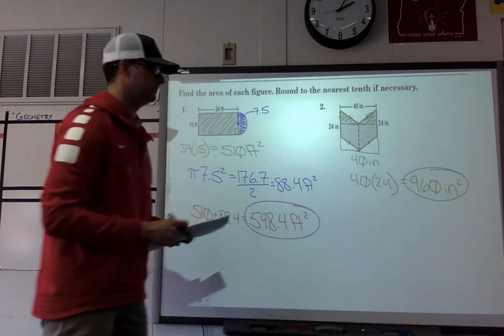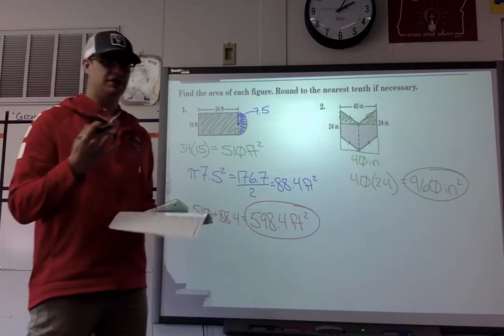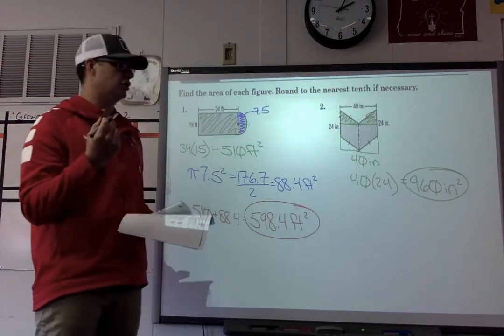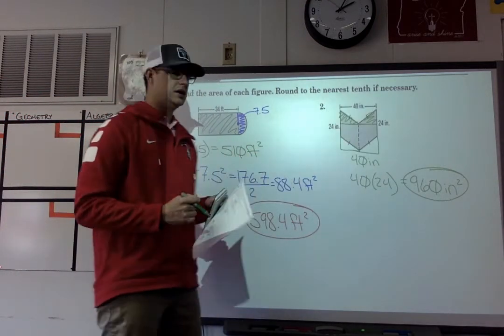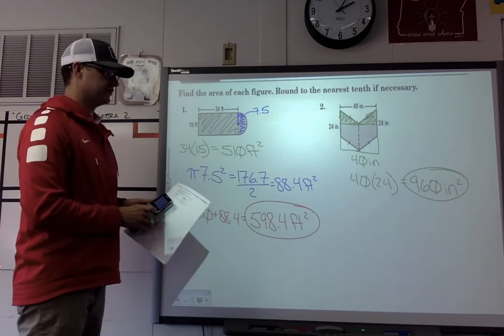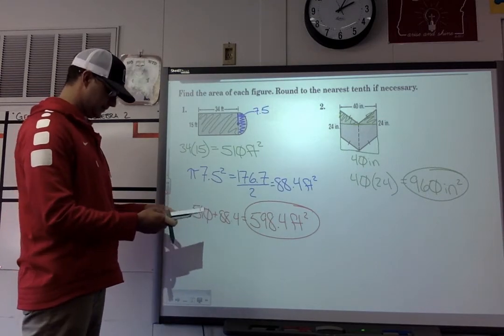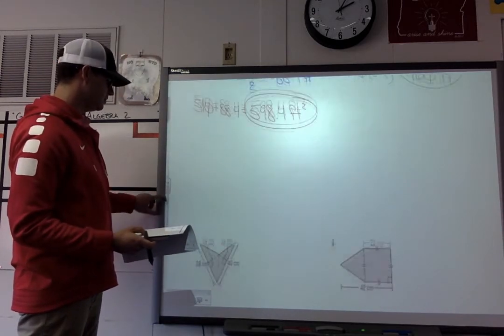Now you could break it down into other shapes and find all the areas and add them together, but this is going to be an easier method, and then you only have to find the area of one figure. I'm going to go ahead and do 3 more examples here.